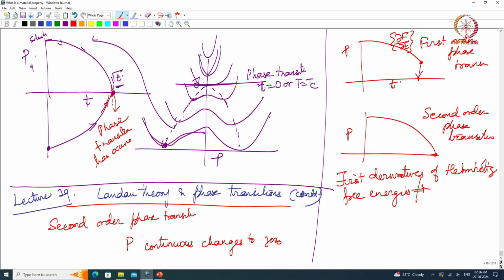There are also good order parameters like polarization and strain, and they go to 0 continuously in a second order phase transition. So, there is continuity in the first derivative of free energy in some sense, continuously in a second order phase transition.